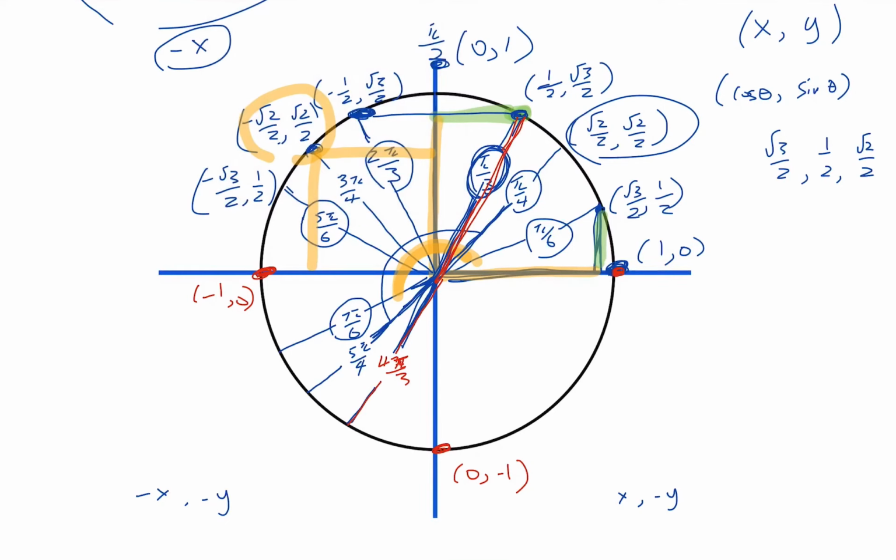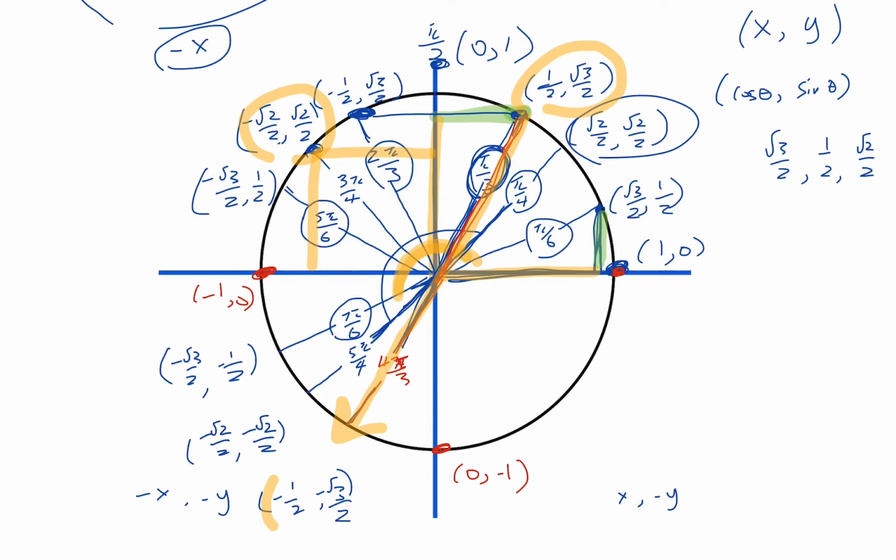So then, all these points come from first quadrant, but all negative. So this one will be negative square root 3 over 2, negative half. Negative square root 2 over 2, negative square root 2 over 2. Here we have negative half, negative square root 3 over 2. Okay. You can also think as, okay, this value matches with this one right here, except that both signs are negative here. This value right here matches with this value right here, except that both are negative. And same for here. Okay.